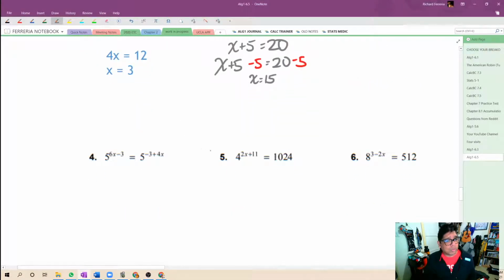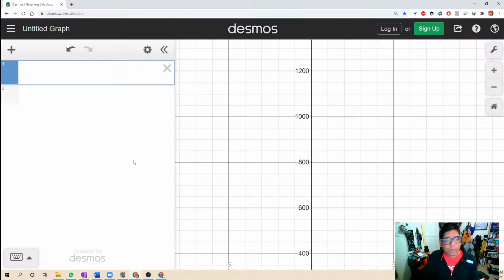How about number 5? Now this is not an easy problem because notice we have 4 to the 2x plus 11 equals 1024. So we've got to find a way to make these go to the same base. So this should be 4 to the power of something, and I want to figure out what that something is. And maybe the fastest way to figure out what that something is, is just to use some guess and check. Let's go back to our Desmos. And we're going to guess and check over here.